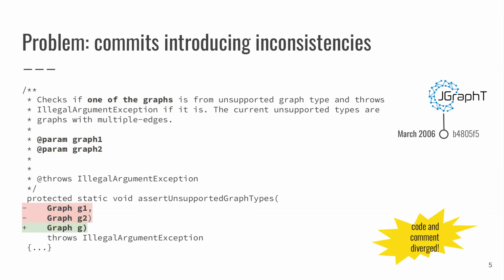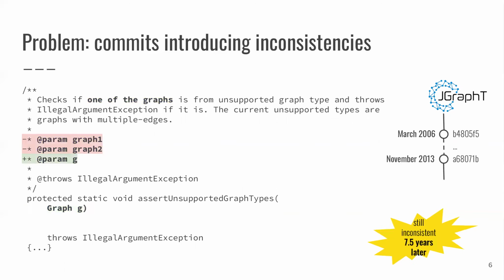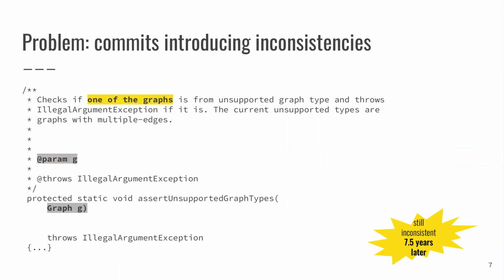So sometime in March 2006, a commit happens that, among other changes, changes the method signature. So now we have only one input argument, graph g. However, none of the changes in the commit touched the comment, so the comment and code have diverged. Sometime later, in November 2013, 7.5 years later, developers fixed the inconsistency between code and the comment, but only partially. While we see that @param g now matches the method signature, the old phrase "one of the graphs" is still present in the first sentence of the comment, and it still refers to the plural graphs, implying more than one input argument. So the inconsistency is still there.